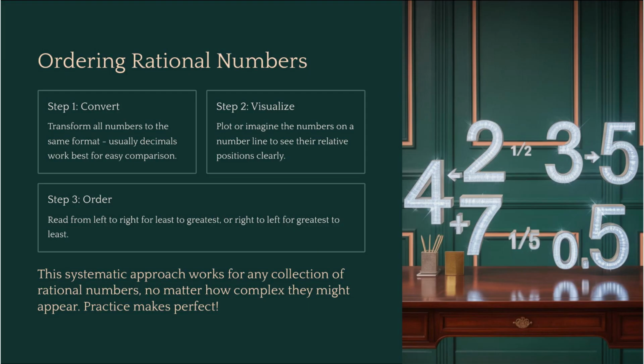To order a list of mixed rational numbers, say fractions, decimals, and integers, you first need to convert them all to the same format, usually decimals. Once they're all decimals, it's much easier to imagine their position on the number line. Then, you simply list them from the smallest value, farthest left, to the largest value, farthest right.